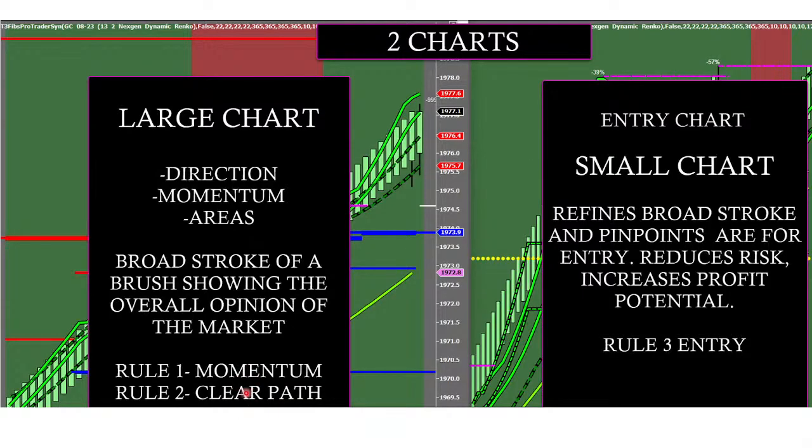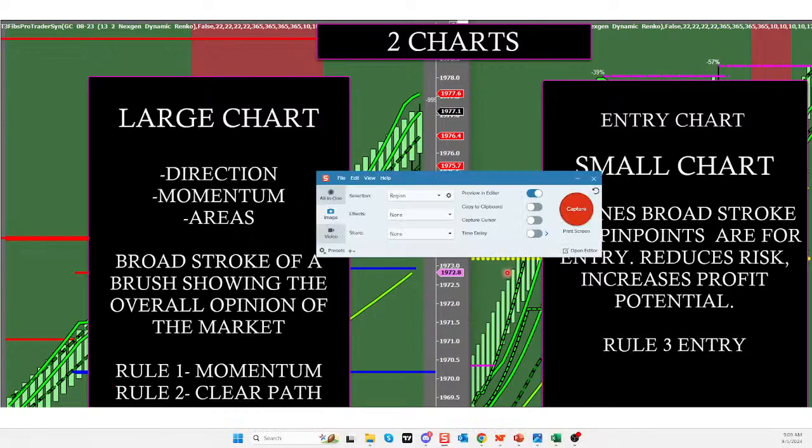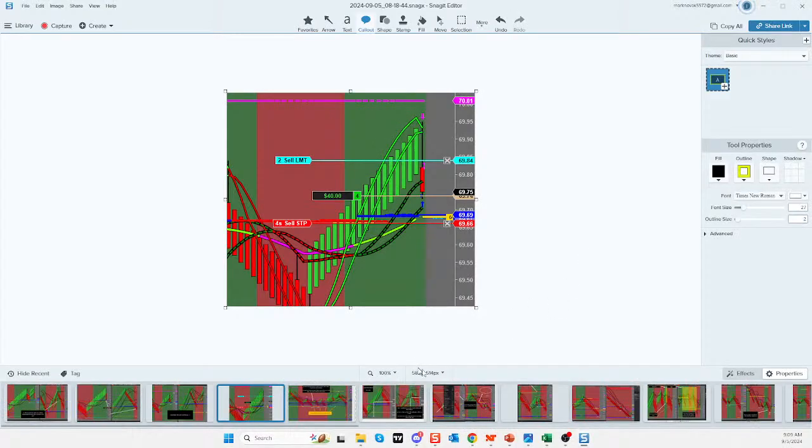But once they are, once the momentum is solid, the path is clear, we're going to use an entry chart. And the entry chart is a smaller, faster chart. It's a refinement chart. It literally takes an x-ray of that one bar. And I want to show you this picture.